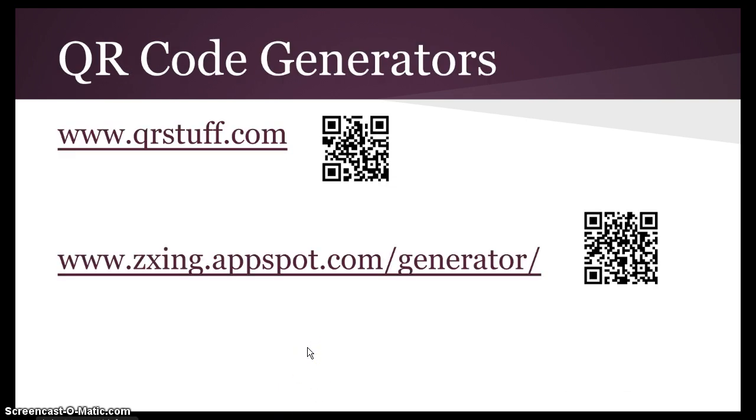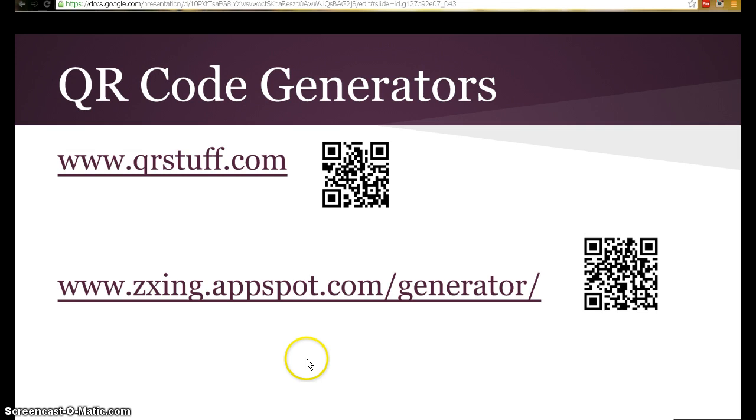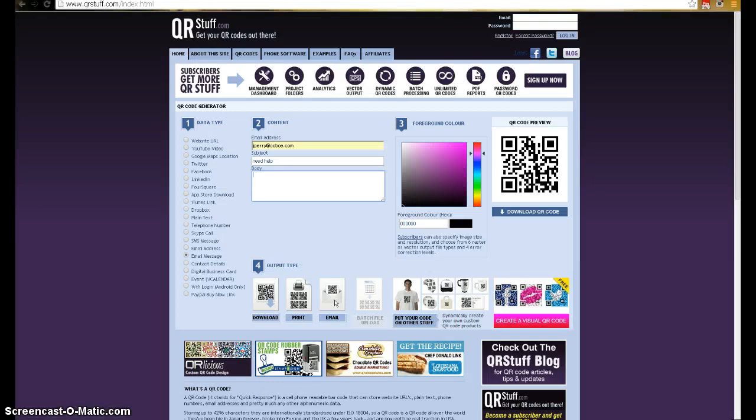The next thing you need is a QR code generator. This will allow you to make the QR codes for whatever you need. There's 2 websites. QR Code Stuff is the one that I use. The other one is another site that I'll show you. Let's look at QR Code Stuff.